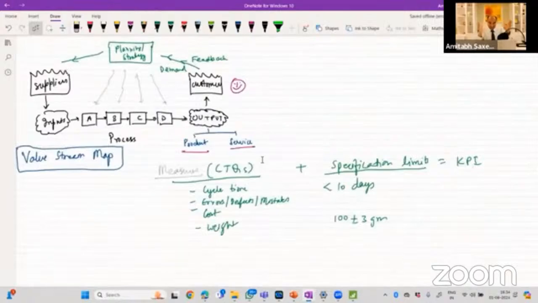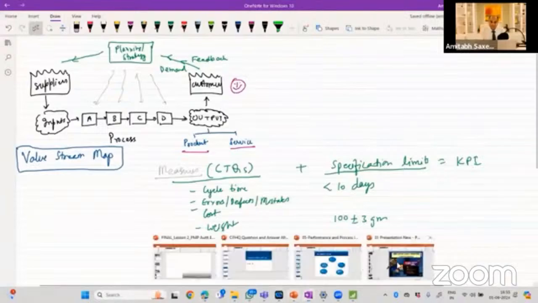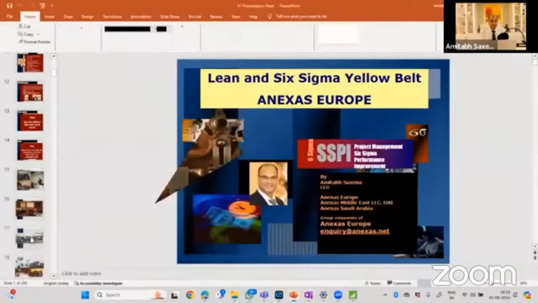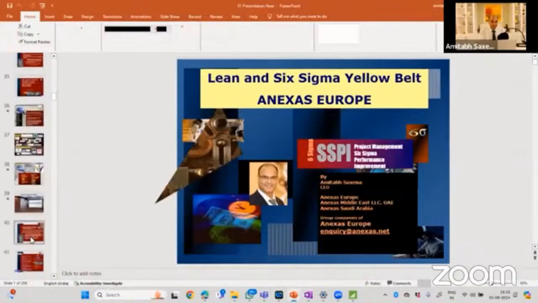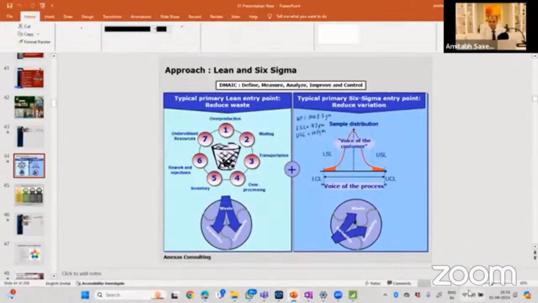We have developed the systems mindset. Now it is time to improve. Now, how can I improve? There are two ways to improve. One is by identifying the non-value added activities in the process, and another way is to reduce the variation in the process. So if I'm following the first one, which is reducing the non-value added activities in the process, I say that I'm using the lean approach.